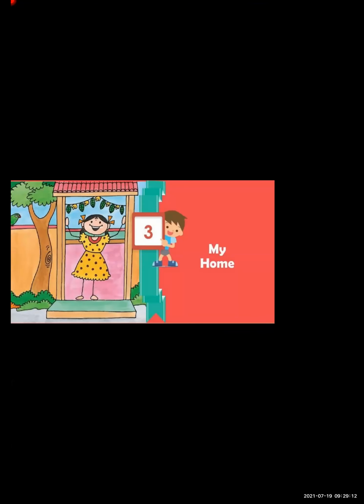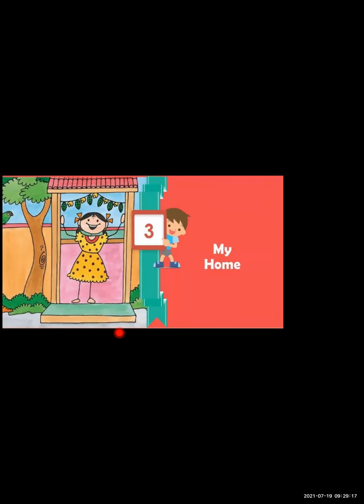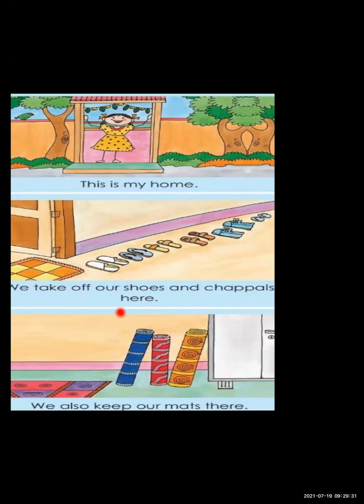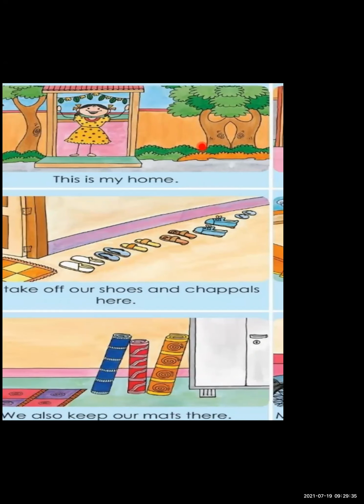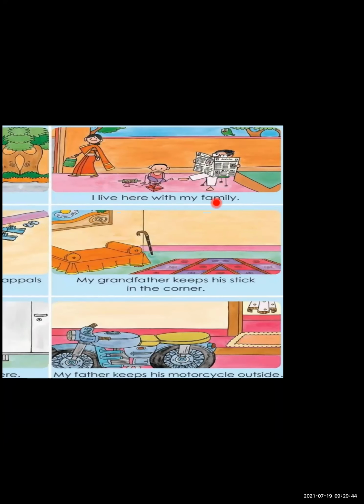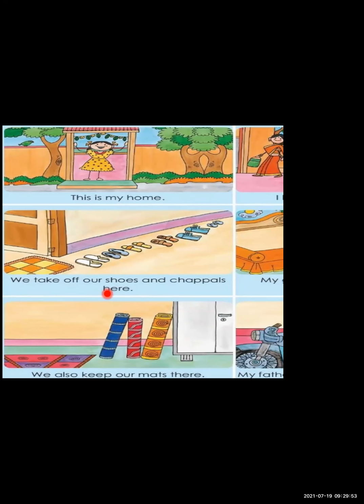See, there is a girl who is telling about her home. And what is she telling, do you know, children? She is telling, this is my home. I live here with my family. Next, what is she telling? We take off our shoes and chappals here. Everyone keeps their shoes and chappals outside the house. Some of them keep them in the shoe rack.